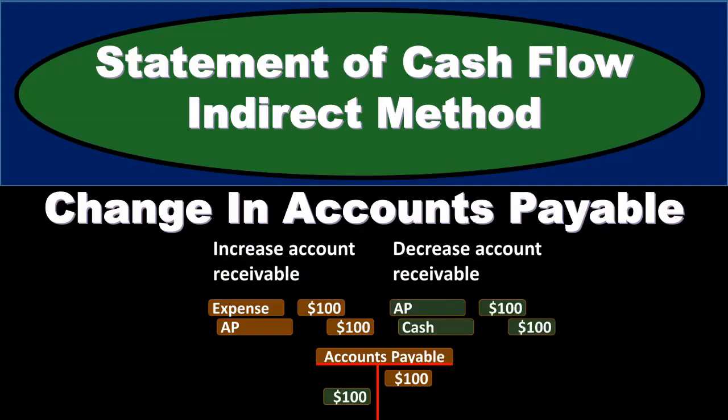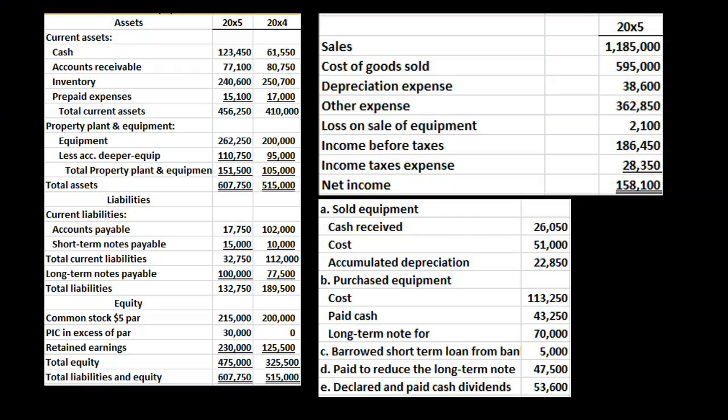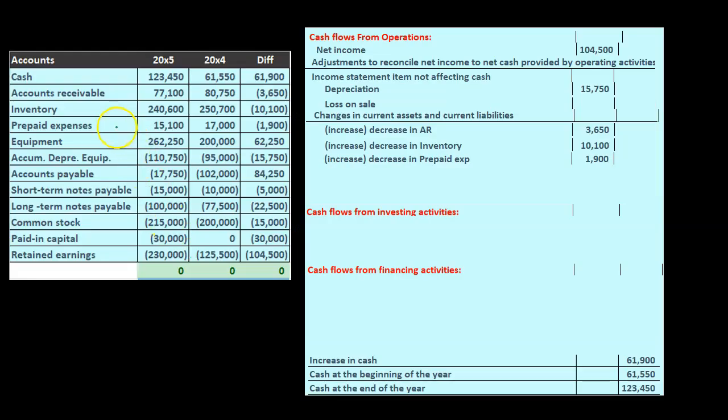In this presentation, we will continue on with our statement of cash flows using the indirect method, looking in on the change in accounts payable. We're going to be using this information, our comparative balance sheet, income statement, and other information, focusing primarily on the comparative balance sheet, creating a worksheet with it, looking like this. This basically being the comparative balance sheet, but in a post-closing trial balance format. We have our two periods and the difference between those periods here.